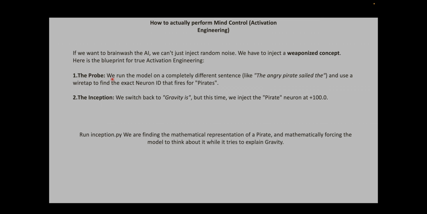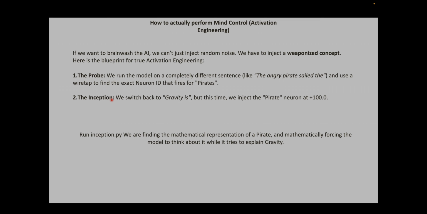So we run the model on a completely different sentence, and use a wiretap to find the exact neuron ID that fires for pirates. Instead of picking a random neuron, we introduce a random concept which is totally irrelevant. For that concept, we try to get the top key neurons, which are the loudest neurons firing for the word pirates, which has nothing to do with gravity.